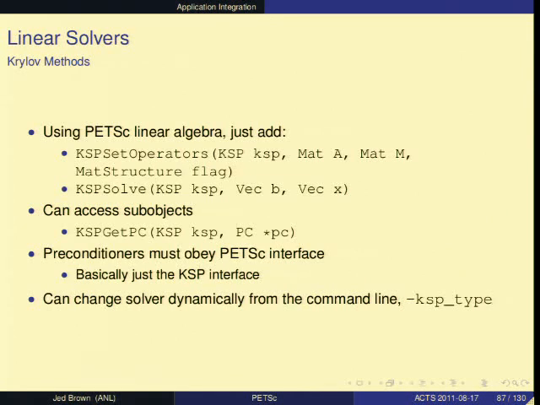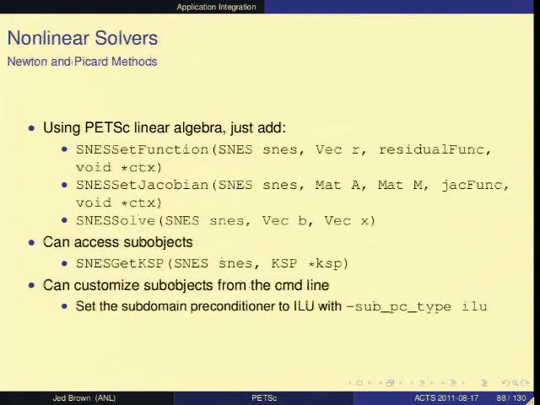For Krylov methods, you just need to be able to apply the operator, and you call set operators if they change, and then the method will use the updated values. If you want to solve several right-hand sides with the same system, you just call KSPSolve multiple times, and you can pull out the sub-objects and configure those as much as you want. But we like using the command line or configuration files. We looked at this already.